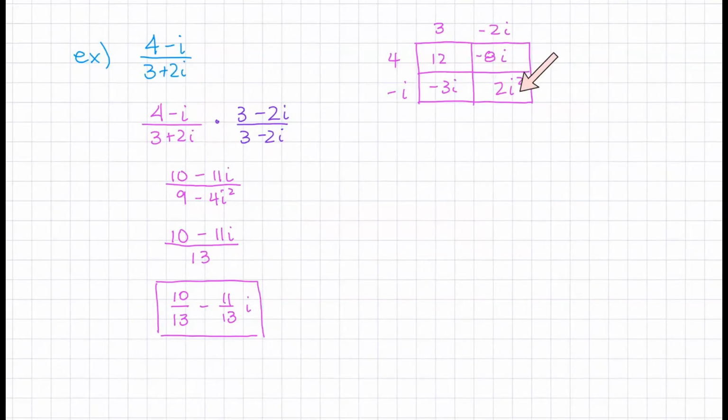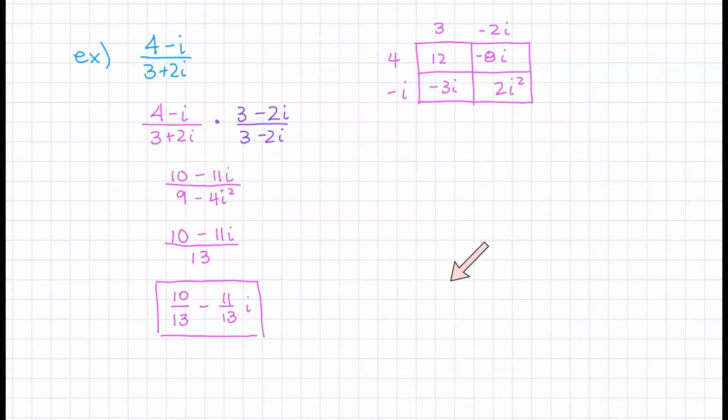So we know i squared is negative 1. Negative 1 times 2 is negative 2. So 12 plus negative 2 is 10. So that's where this numerator came from. Now in the denominator, I didn't show any box. There's no box. And that's because I know that these are going to cancel out when I multiply conjugates. So I just took the shortcut. First times first, 3 times 3 is 9. And last times last, 2i times negative 2i is negative 4i squared.